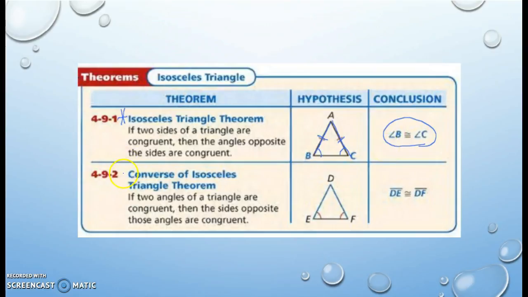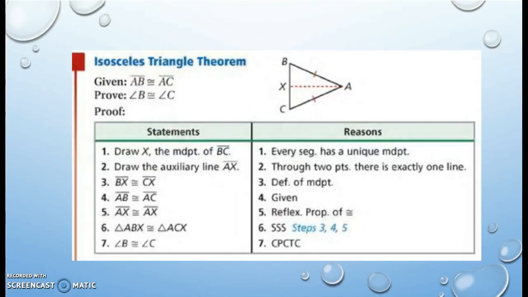Now this theorem also has what we call a converse, which states the opposite is true. The converse of the isosceles triangle theorem says if two angles of a triangle are congruent, such as E and F, then the sides opposite those angles are congruent. So that means DE is congruent to DF. And so we're going to do a couple problems involving these two theorems.